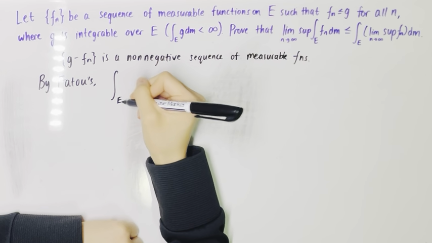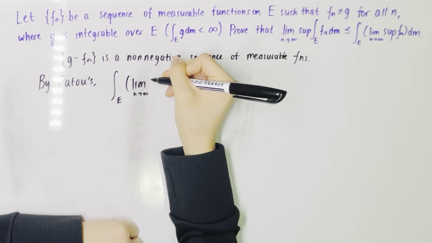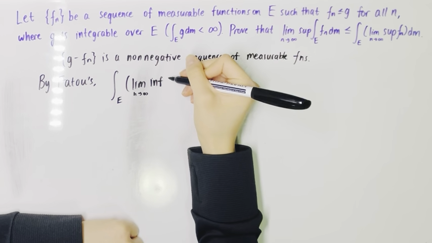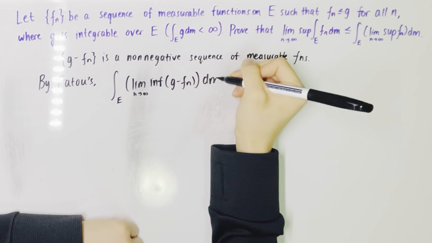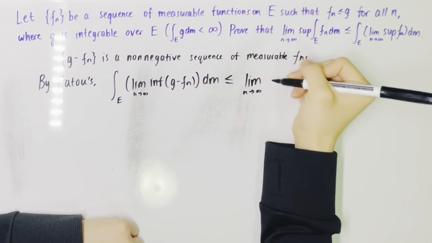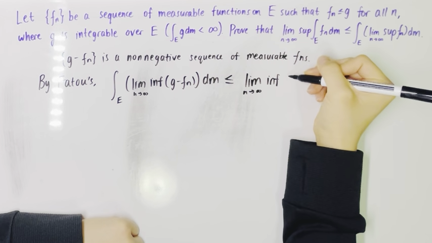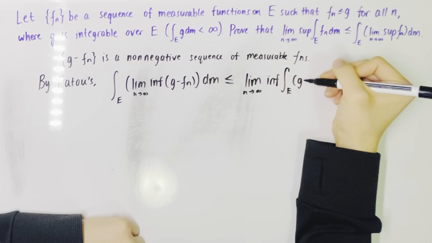So we have the lim inf of the integral of g minus f sub n, the integral is smaller than or equal to the lim inf of the integral of g minus f sub n.